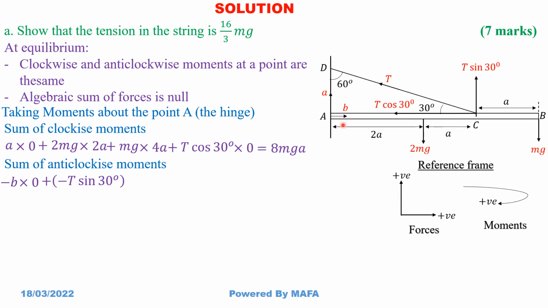Now its perpendicular distance is simply this distance, the distance from C right up to A, which is 2A plus A. So we have 3A. So doing that, this is going to give us 0. This will give us negative 3A T sine of 30 degrees. Now we know what sine of 30 degrees is. It is 1/2. So we have all of this to be negative 3T on 2 times A.